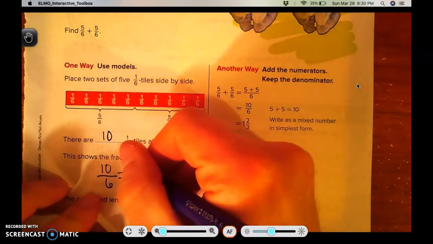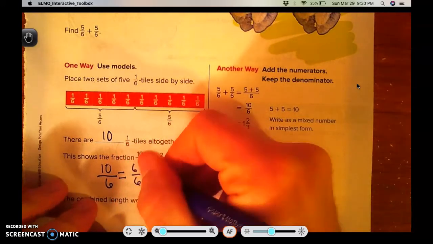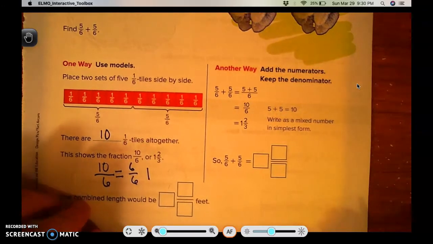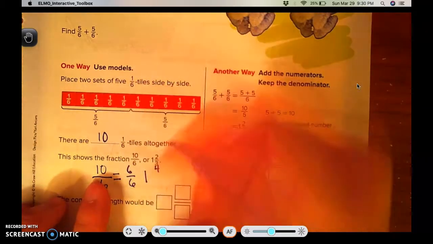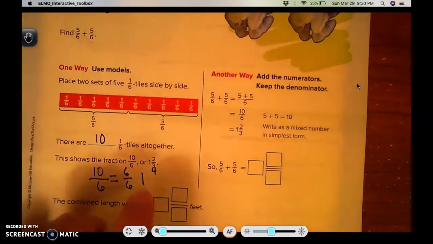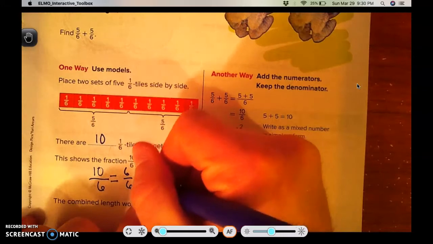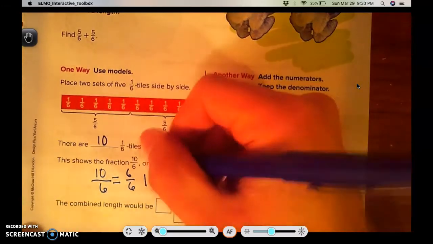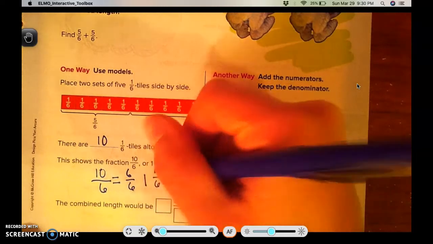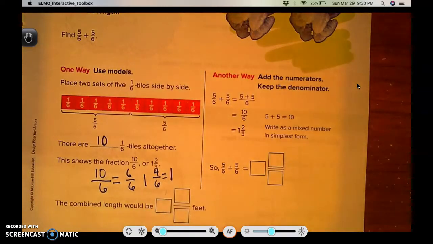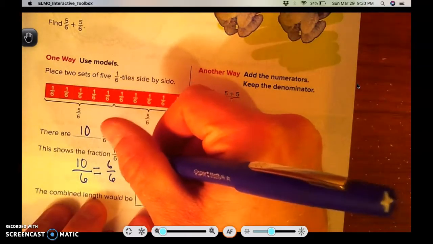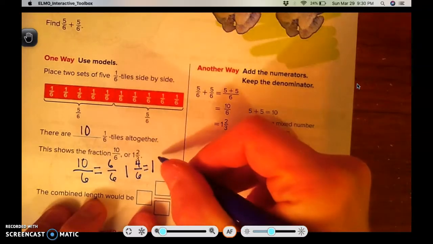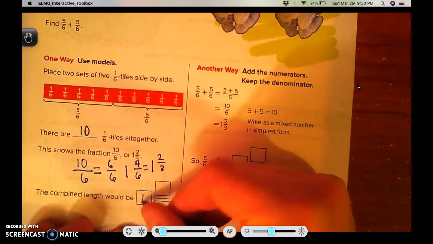I know that 6 over 6 is going to be one whole, right? I have 4 left over that I didn't use to make my whole, to get to 10. So I have 4 left over out of 6. And to get from 1 4/6, all they did was reduce 4/6 to 2/3, right? They found a number that went into both 4 and 6, which is 2, and they divided both the top and the bottom by 2, just like we've done before. So we got 1 2/3 of a foot.